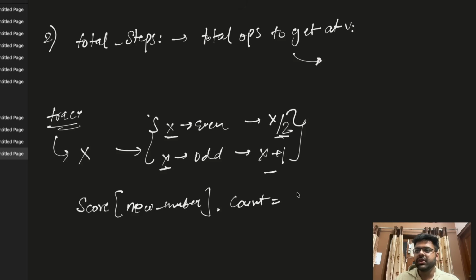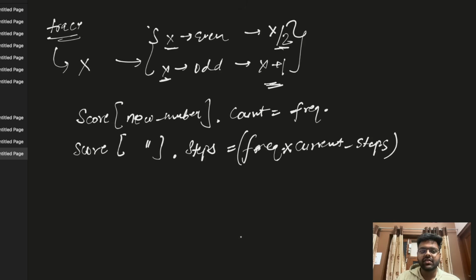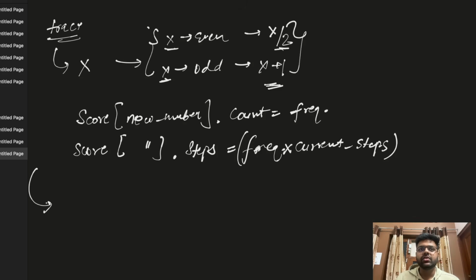So here it would simply be the frequency, and a score of the same new number dot steps, the total steps, which I've written over here. It would simply be the frequency, the total number, times the current steps x has taken.